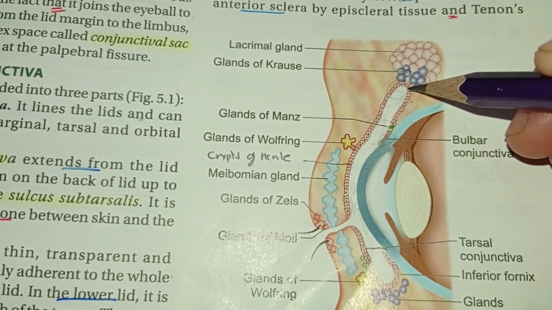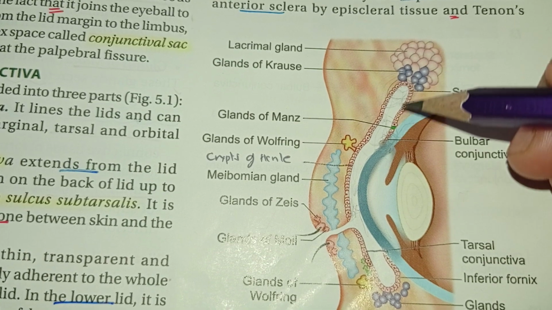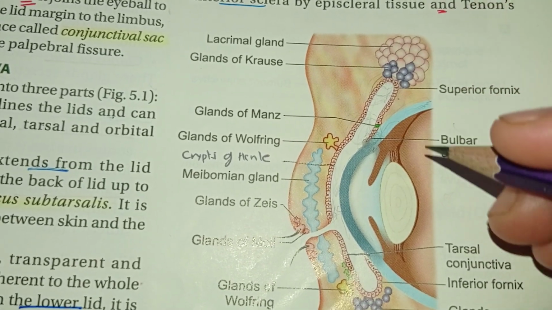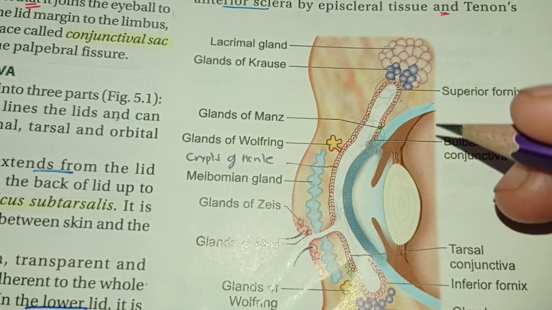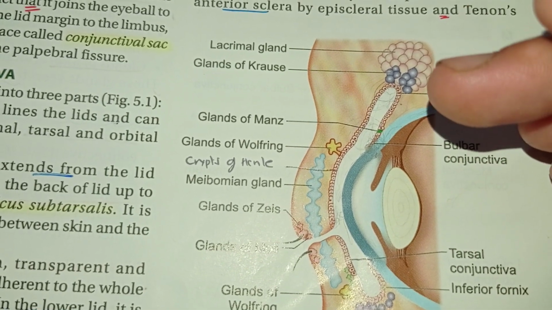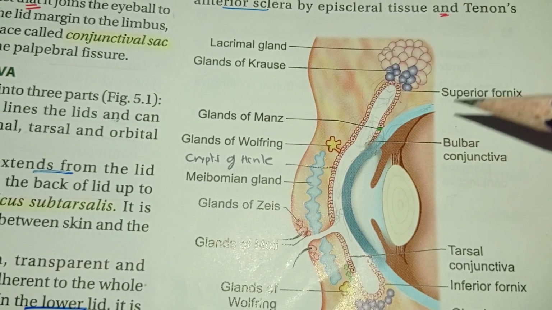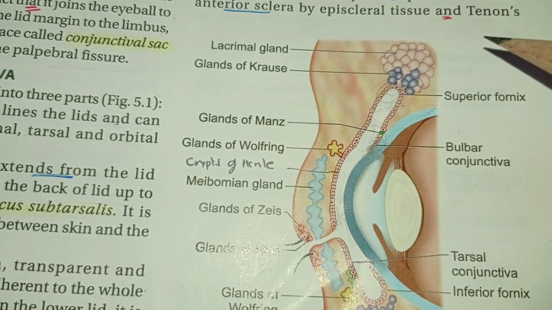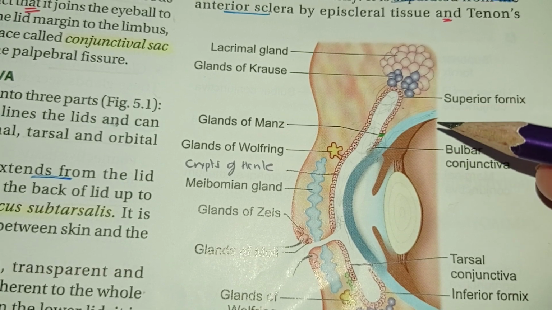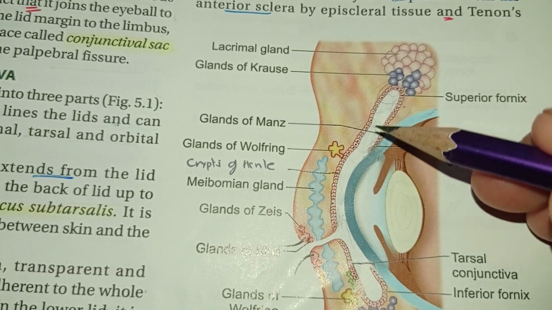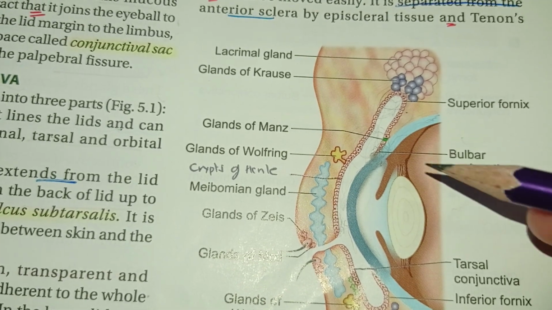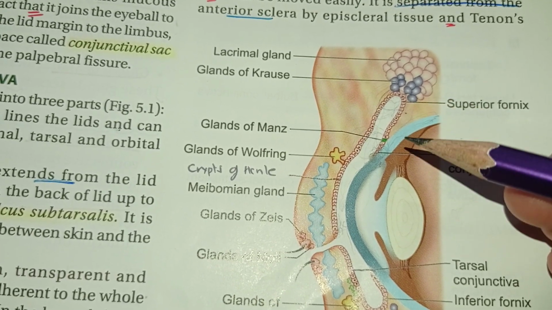After that we have bulbar conjunctiva here. It is thin, transparent, and lies loosely over the underlying structure, and thus can be moved easily. It is separated from the anterior sclera by episcleral tissue and Tenon's capsule. So here we can see the attachment of Tenon's capsule, the episclera, and the limbal conjunctiva.